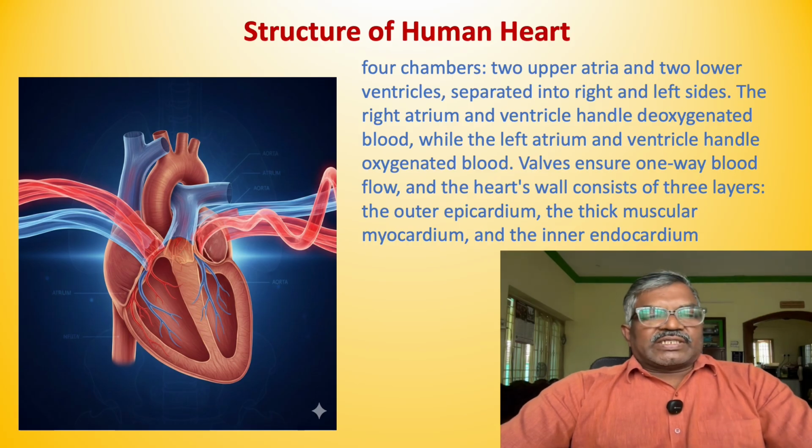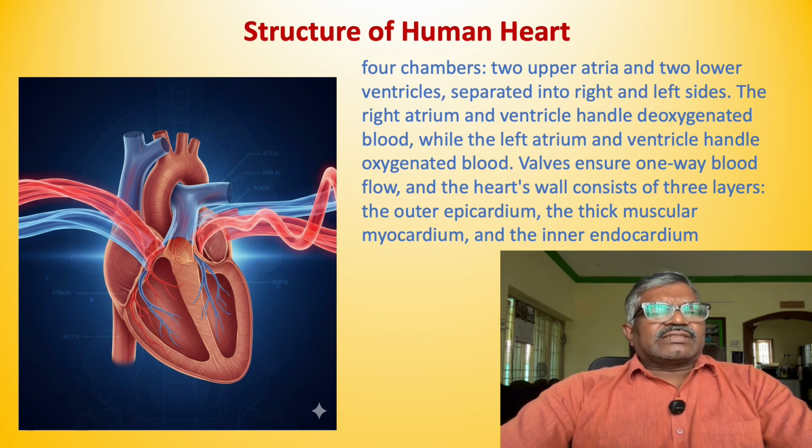It is a four-chambered heart because even the highly developed organisms only have the four-chambered heart. So we have a four-chambered heart. Upper two chambers are known as atria and the lower ones are known as ventricles. The left and right parts are separated by the septum.